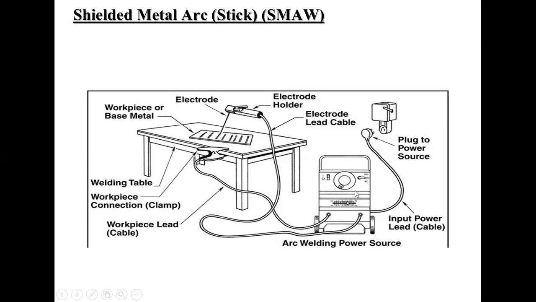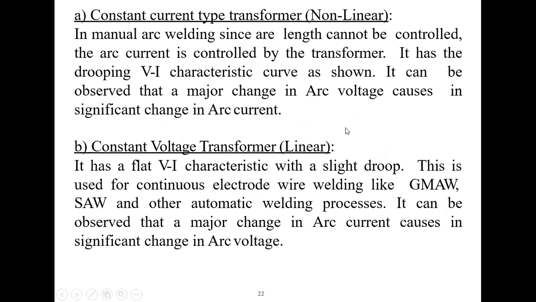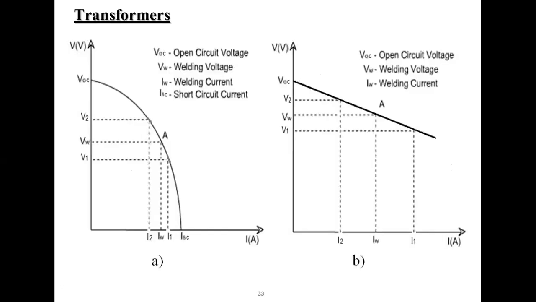Next, transformers. As I have already told, there are two types of transformer we are using for this SMAW: a constant current type transformer and a constant voltage type transformer. I'm going to discuss those topics in my next slide. And this is the slide. We can see two parts. One is the constant current type and the other is the constant voltage type. We can see this type of graph for the two transformers.